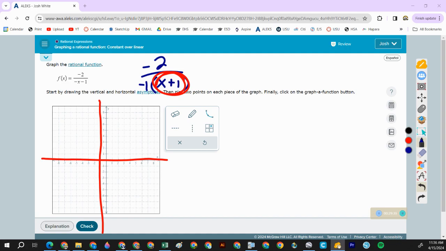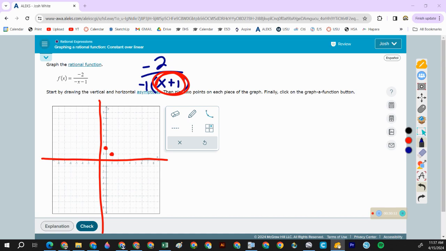Zero will be nice, right? Negative 2 over 0 minus 1 is just negative 2. So 0, negative 2, there's 1 point. 1 would be nice. Negative 2 over negative 1 minus 1 is just negative 2 over negative 2, which is, oh, I got that backwards. Sorry, that should be plus 2. So 0, 2, and then 1, 1. What negative numbers would be nice?